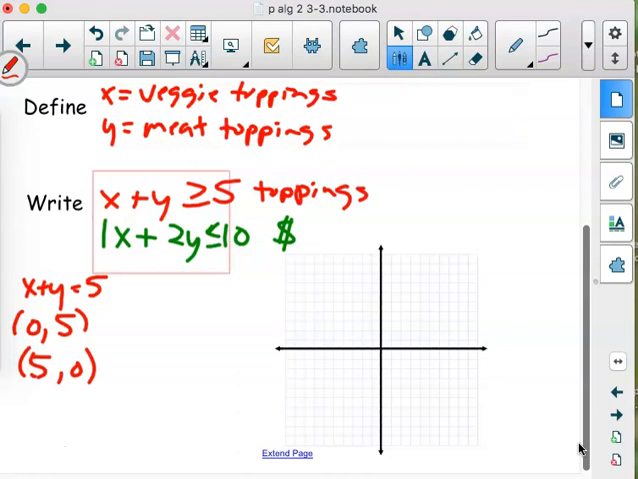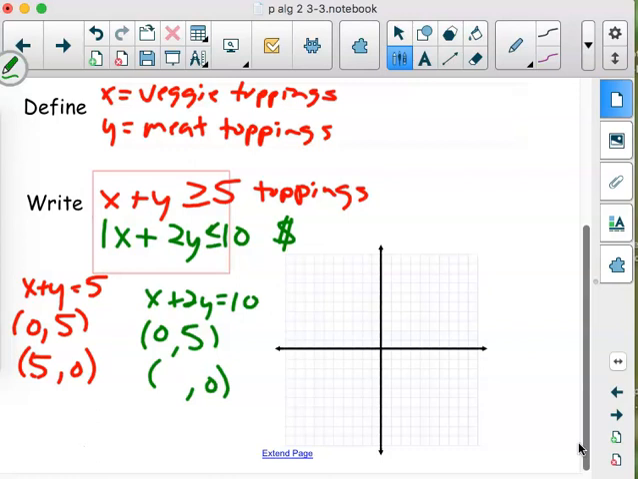But I also have a second inequality, and I have to make sure I can graph that one on the same numbers. So this one was x plus 2y, and again we're going to use equals 10 to figure out how far we need to go with this one. And that's standard form, so we'll find the zeros. So if we don't buy any veggie toppings, how many meat toppings could we get for our 10 bucks? 5 of them, yeah, because 2 times 5 would be our $10.